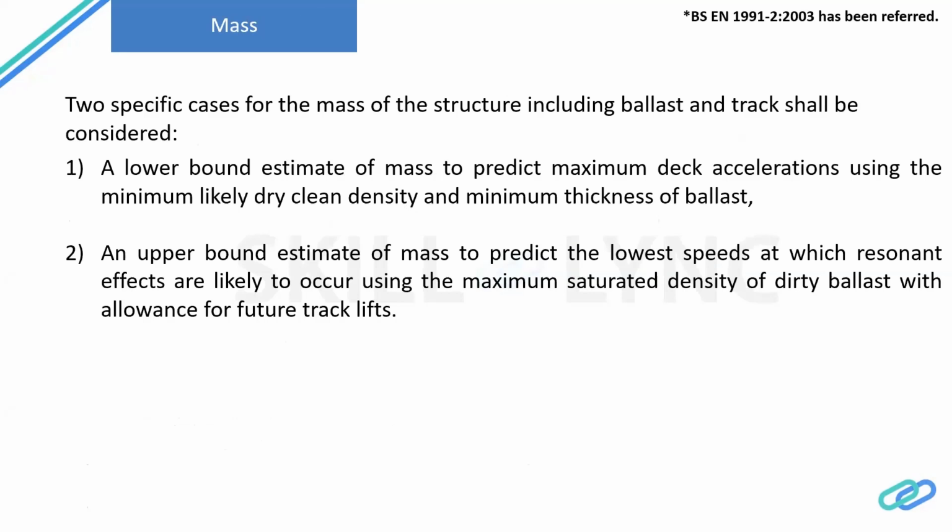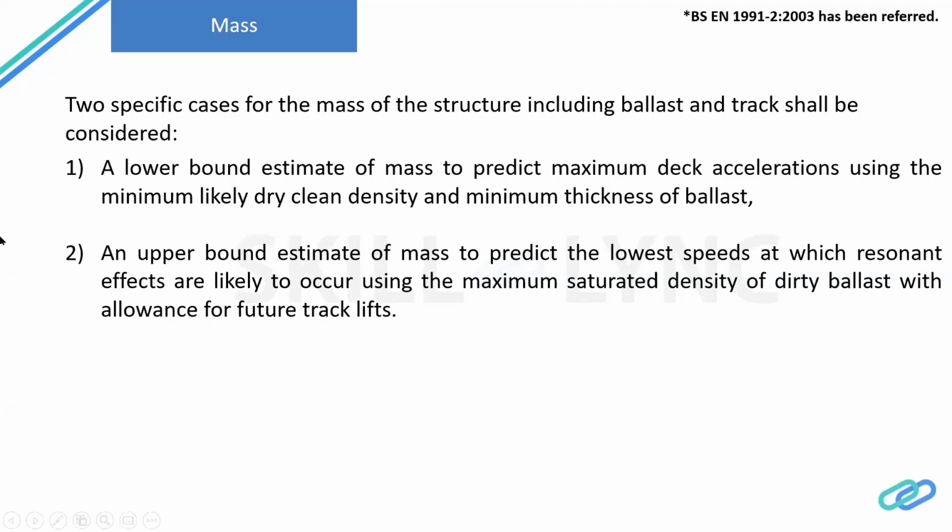Then the mass. Here we cannot vary the mass of the self-weight of the structure, because it is constant. The live load also is constant for a particular case, because we need to consider the different trains. But in case of a ballasted track, the track sometimes can get wet, so that the load will increase, so we need to do it for the dry case and the wet case.